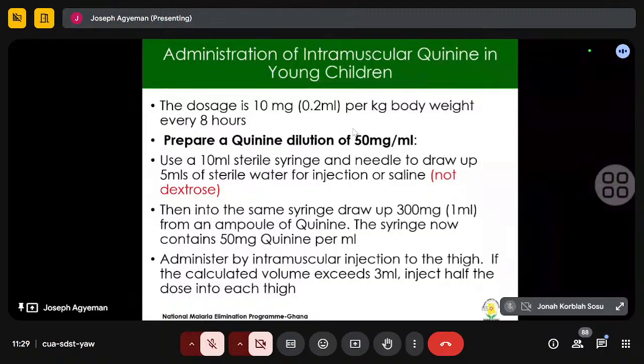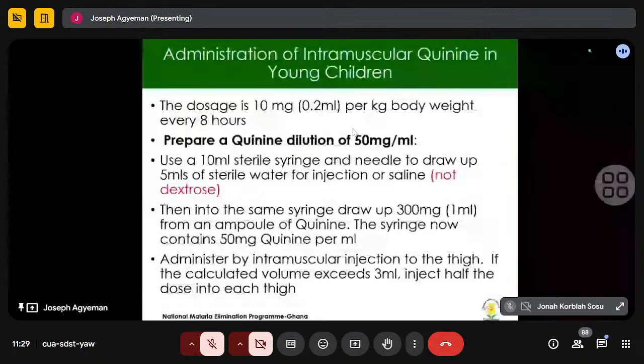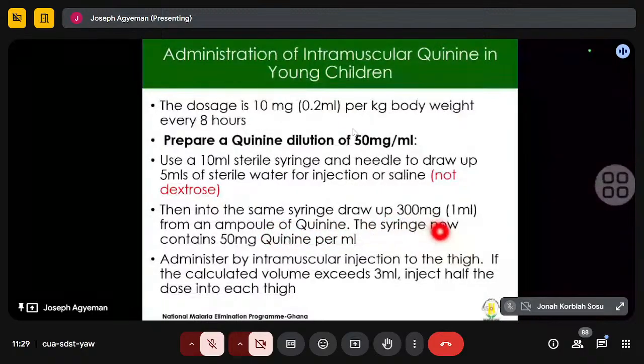Can you see my slides? Hello? Yes, we can see your slides. Hello? So, can you see the current slide? Yes. So what are you seeing and how do you explain it?